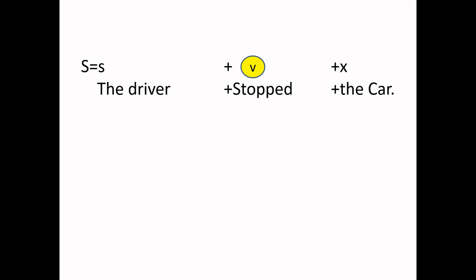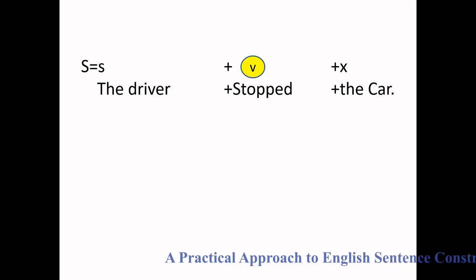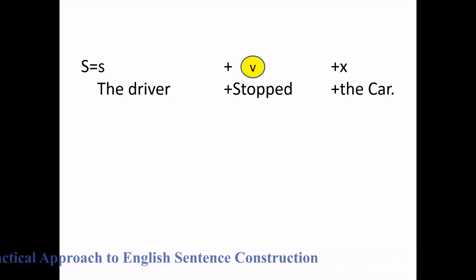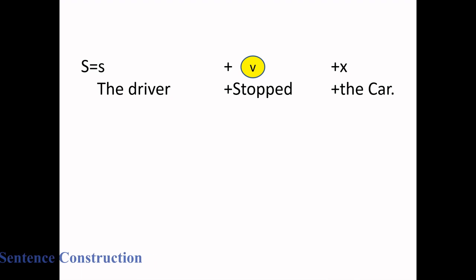So we have the equation S equals S plus V plus X. By introducing this equation, we teach the children that the verb nucleus says on the left hand side the performer of the verb, the particular nucleic action, and the X unit takes the impact of the particular action described in the verb. So we have the driver stopped the car. So this is the concept of verb nucleus and its application to sentence construction.